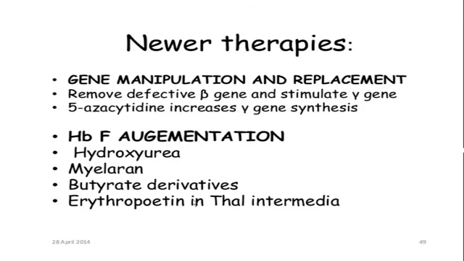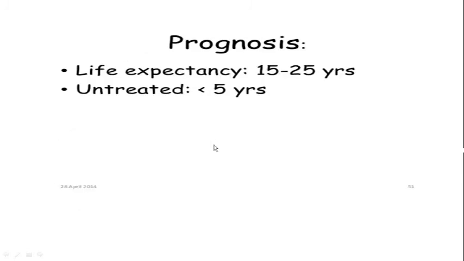Newer therapies have been tried. Gene manipulation and replacement have been developed, and still they are in the introductory phase. Then HbF, fetal hemoglobin augmentation, is another choice through initiation of hydroxyurea or erythropoietin, especially in patients with thalassemia intermedia. These can be tried. So the prognosis is not very good. Life expectancy is 15 to 25 years, and if untreated, it is as bad as less than 5 years.